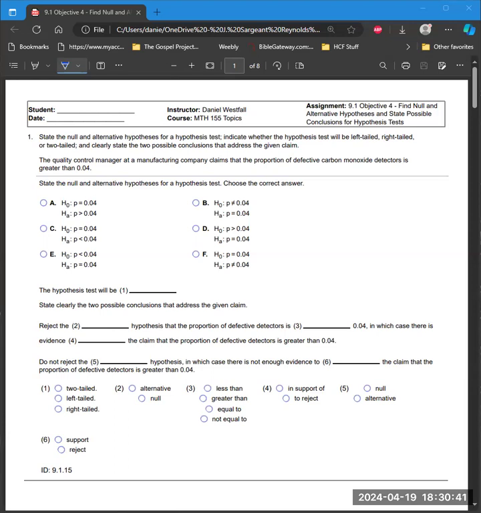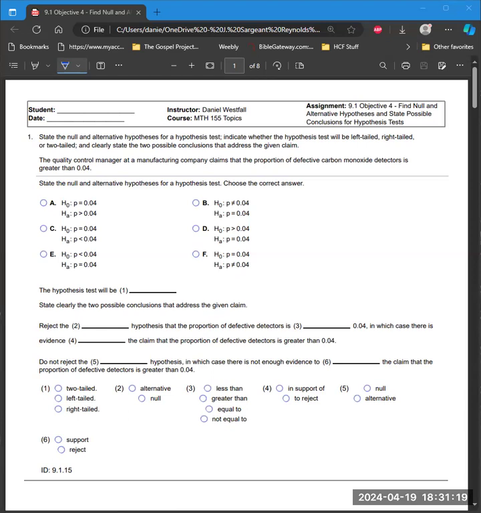State the null and alternative hypotheses for a hypothesis test and indicate whether the hypothesis test will be left-tailed, right-tailed, or two-tailed, and clearly state the two possible conclusions that address the given claim. So the quality control manager of a manufacturing company claims that the proportion, so we're doing a P, parameter here, proportion of defective carbon monoxide detectors is greater than 0.04.